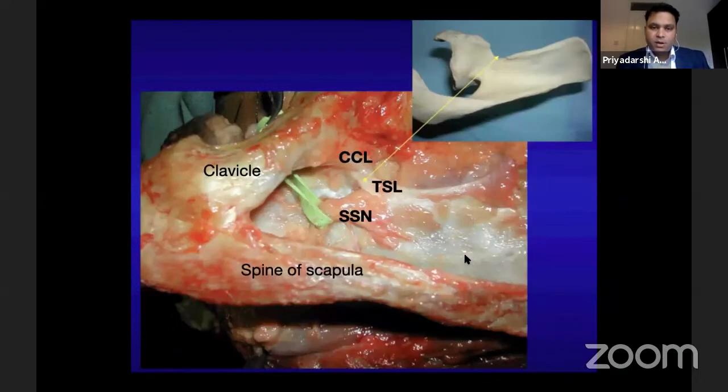Now, the same structure we're looking at from the top. So we're looking at the suprascapular fossa. That's the clavicle. That's the acromioclavicular joint. That's the spine of the scapula. And that's the coracoclavicular ligament overlying the coracoid process. And as you follow the coracoclavicular ligament, it leads you to the transverse scapular ligament, under which you will find the suprascapular nerve.